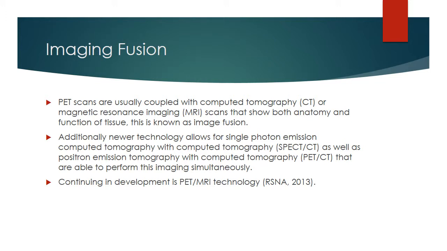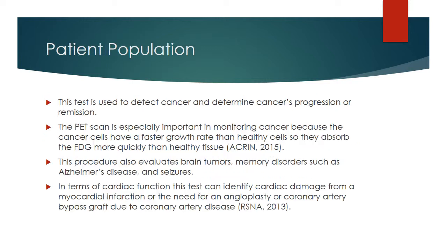PET scans are usually coupled with CT or MRI scans that show both the anatomy and the function of the tissue. This is called image fusion. Newer technology allows for a single photon emission CT, as well as a PET CT, that are able to perform this imaging simultaneously. And in the works is the development of a PET MRI.